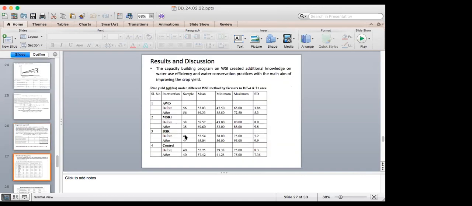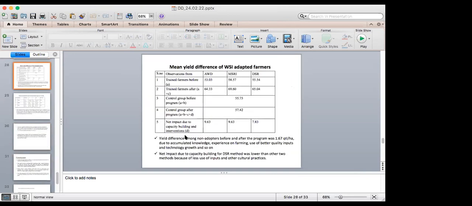Based on it, we gave the results. We were making the estimates. Here you may see the average difference, the mean difference.